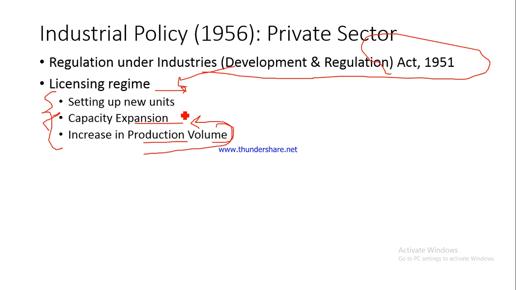So I may have set up a factory and then I might have expanded it by 25%. I might have expanded the area by 25%. But if I start actually using this extra area to produce output, then there would be an actual increase in production volume, so there would be utilization of the expanded capacity. Fine. So this is how there is a difference between capacity expansion and increase in production volume.